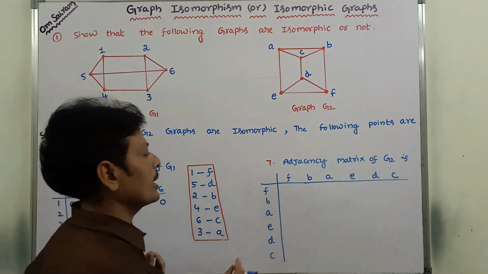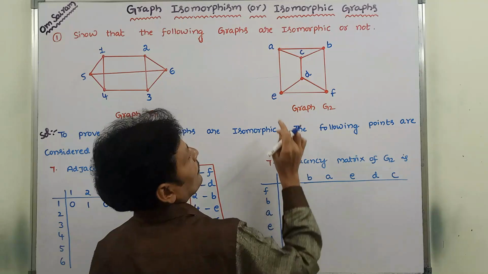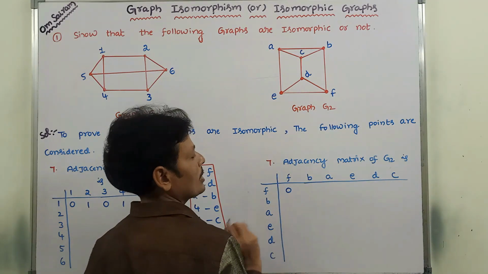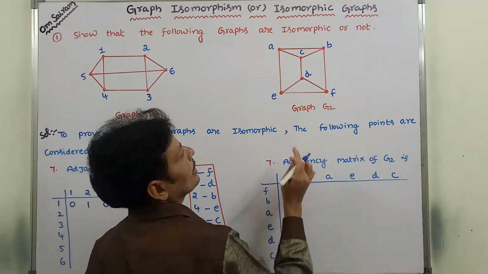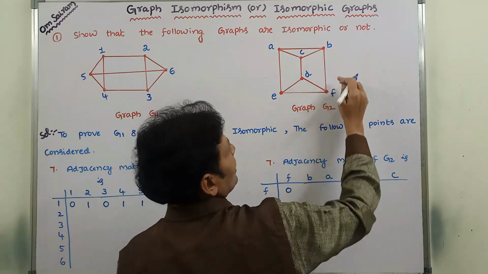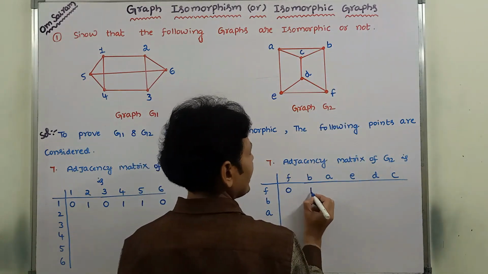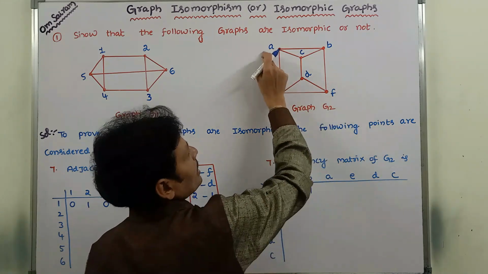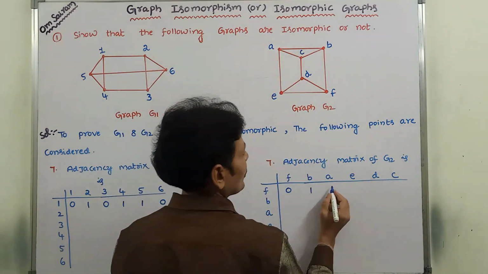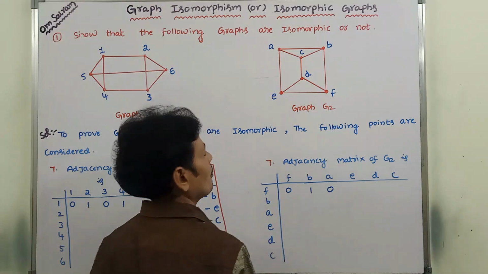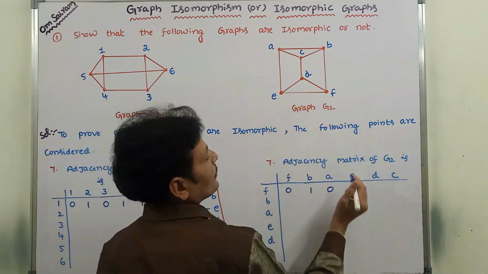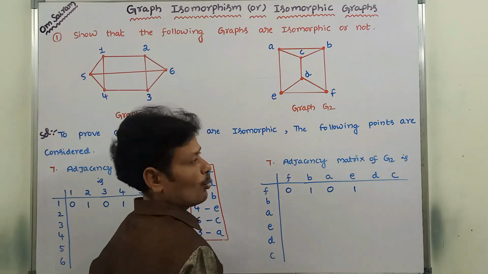Now you have to write here: F to F, there is no self loop for F to F, so its value is 0. F to B, there is an edge between F and B, so its value is 1. F to A, there is no edge between F and A, so its value is 0. Next, F to E, there is an edge between F and E, so its value is 1.